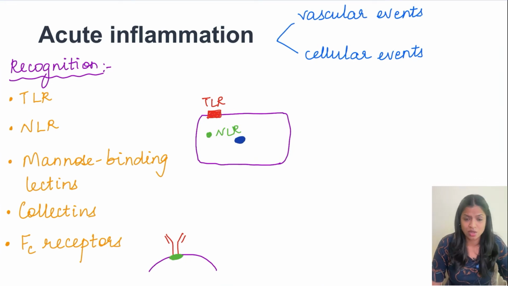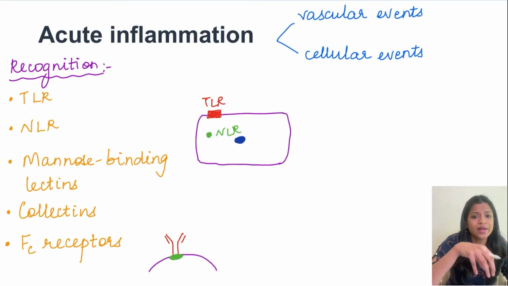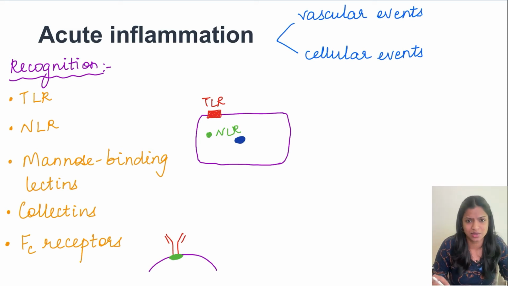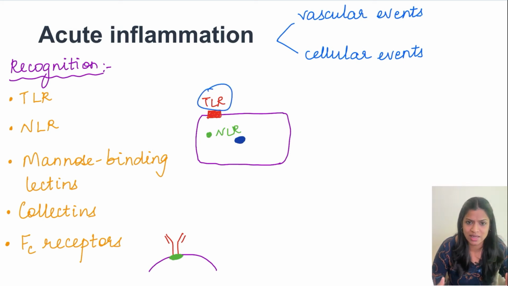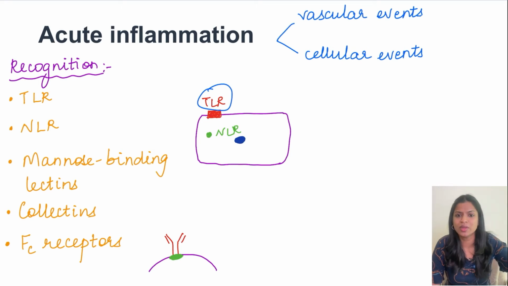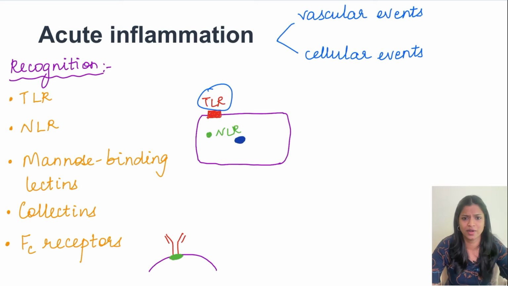Starting with acute inflammation, the first step I discussed was recognition. As I mentioned, the macrophages or epithelial or endothelial cells or any kind of mast cells recognize that there is an injury with the help of certain receptors, like toll-like receptors. Toll-like receptors are nothing but pattern recognition receptors, which are usually present on the plasma membrane or in the endosomal vesicles inside the cytoplasm also.